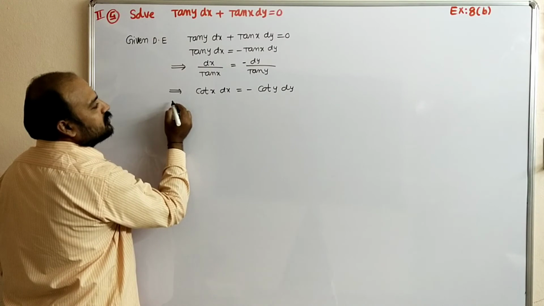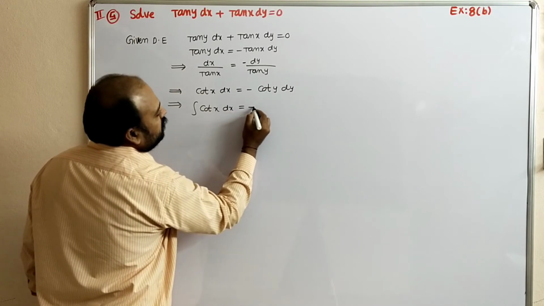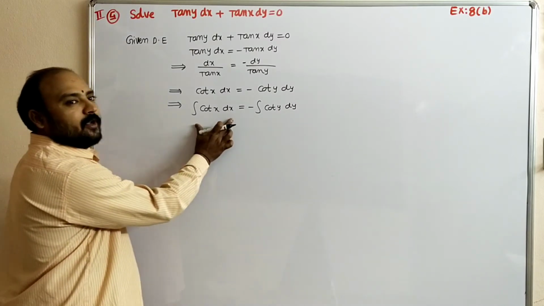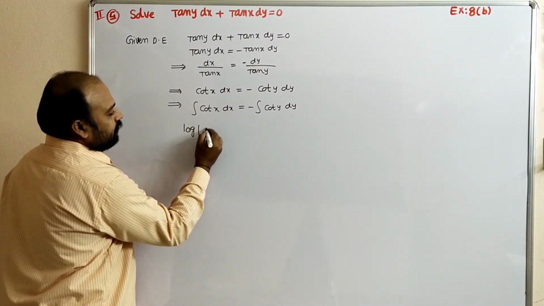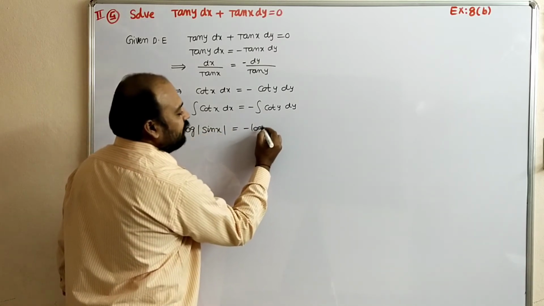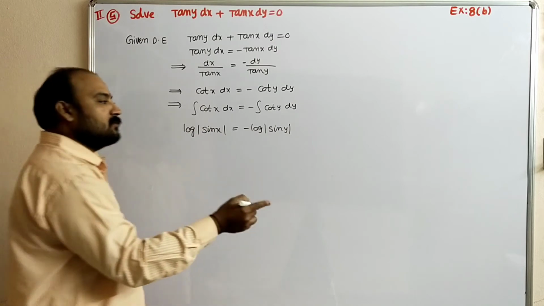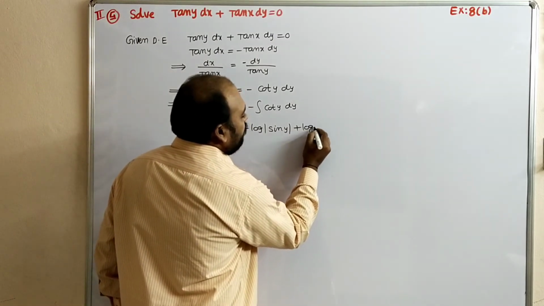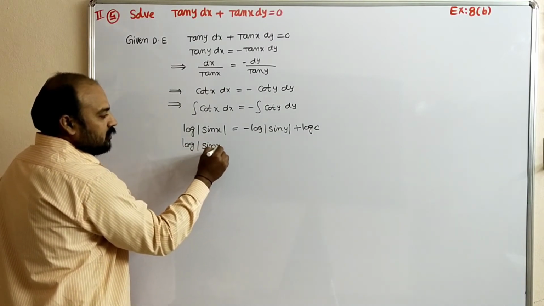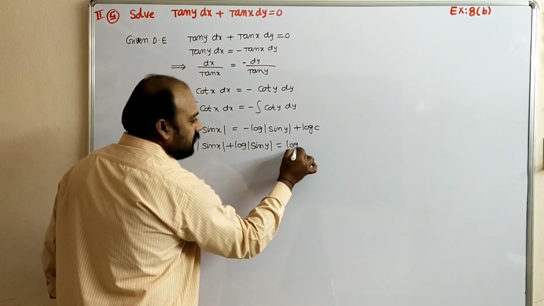So now taking integration on both sides, integral cot x dx is equal to minus integral cot y dy. Integral cot x is log mod sin x, equal to minus integral cot y, log mod sin y. Here we observe that in every term we are getting a log function, so the constant also you can take in terms of log as log c. So minus log sin y we can take to this side: log sin x plus log sin y is equal to log c.